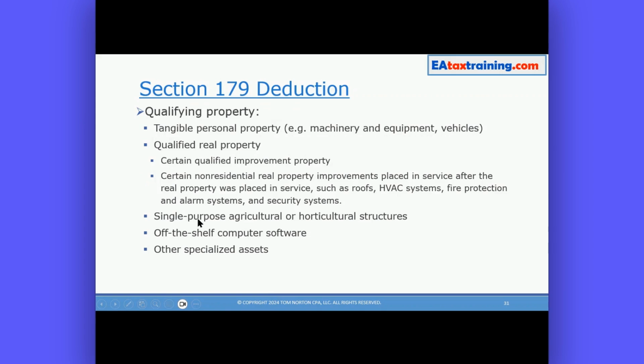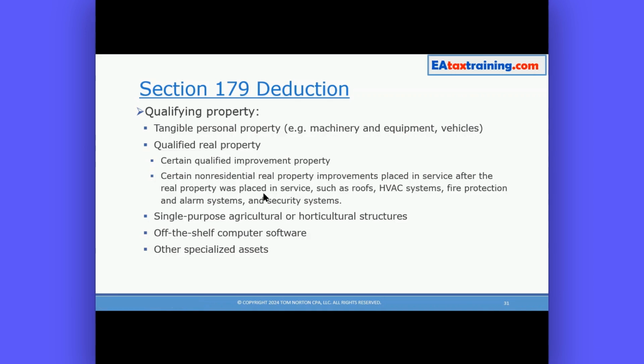Qualifying property. So not all property is qualified, but qualifying property for a 179 deduction is tangible personal property, such as machinery and equipment, vehicles, etc., and qualified real property. So this is certain qualified improvement property, they call it. Certain non-residential real property improvements placed in service after the real property was placed in service. So remember, we talked about that before.